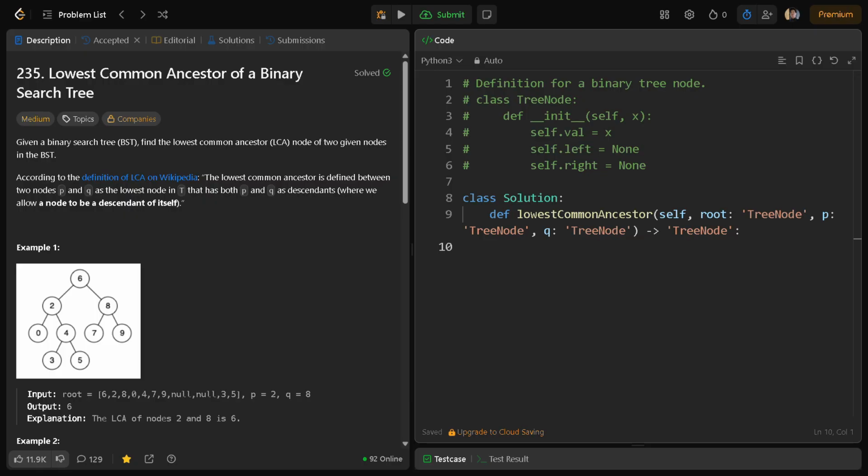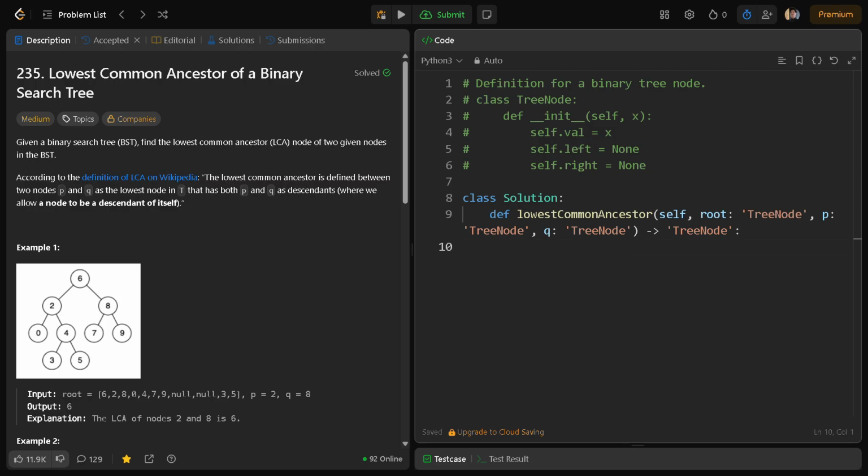If both target nodes have values smaller than the current node's value, that means both are in the left subtree, so we move left. If both have values larger than the current node's value, that means both are in the right subtree, so we move right. If one is smaller and one is larger, or one equals the current node's value, then the current node is where the paths meet. It is the lowest common ancestor.